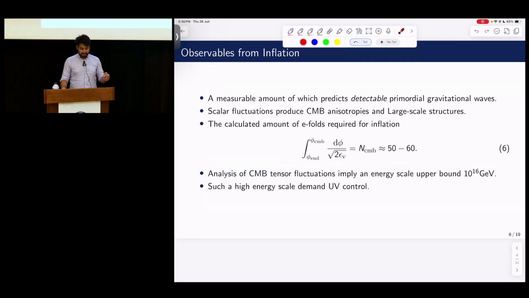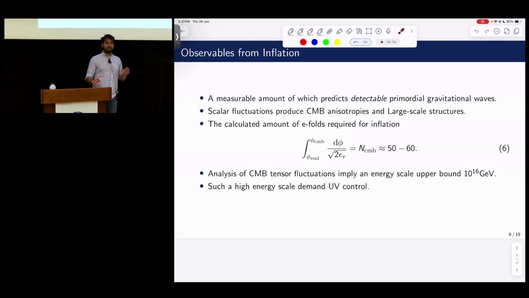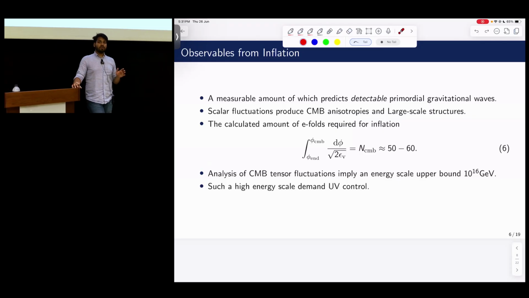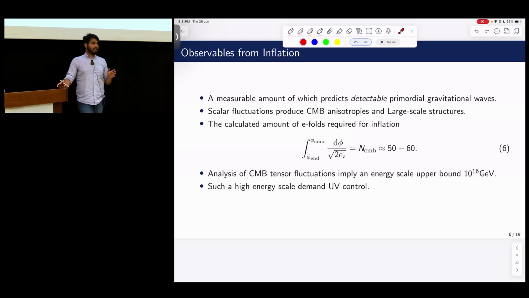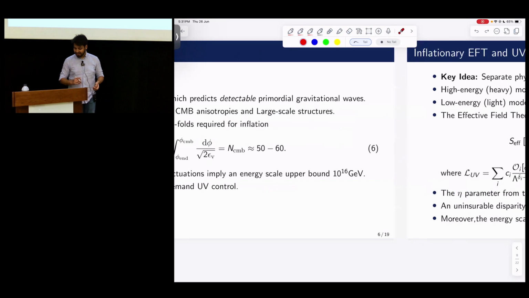And of course, the analysis of CMB tensor fluctuations would imply that there's an upper bound on inflationary dynamics, which is about 10 to the power 16 GeV, which is a very, very high energy scale. This kind of high energy scale gives you the idea that there needs to be some kind of UV control that is required to effectively understand the dynamics that takes place. But who knows, maybe we can use effective field theory techniques that we've been successful with thus far in the standard model, and maybe we could get away with it. Unfortunately, that doesn't hold true here.